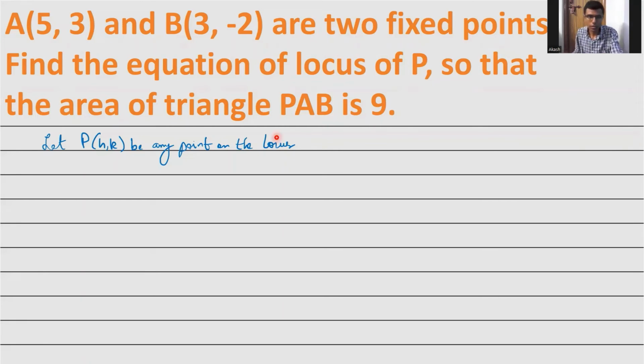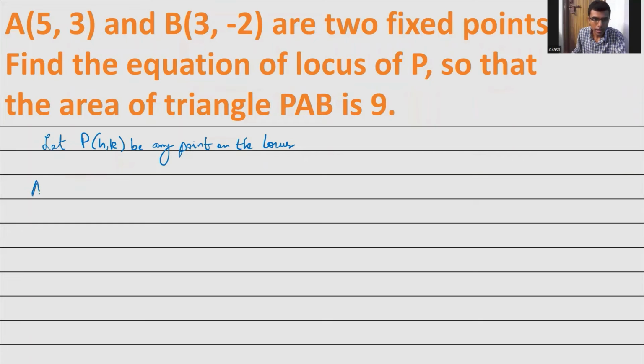Now, here it's given that A and B are (3, -2), and what is the given condition? So that the area of triangle PAB is 9. What is the formula for the area of a triangle? You guys remember it whenever 3 points are given? Okay, I'll give it to you.